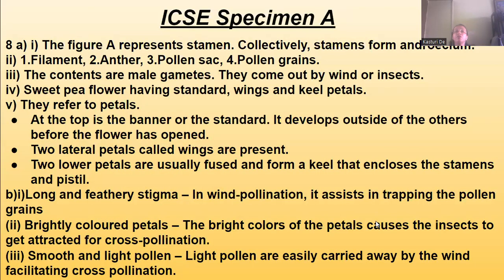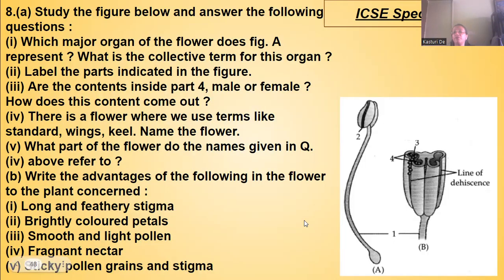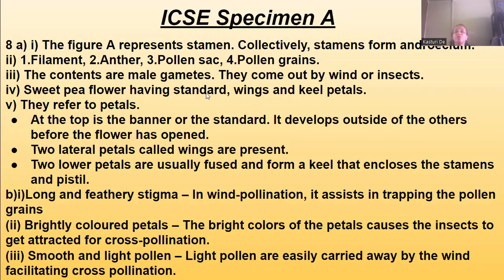So first, the figure represents the stamens. Collectively, stamens are called androecium. The first part is the filament, then the anther, third is the pollen sac, and fourth is the pollen.